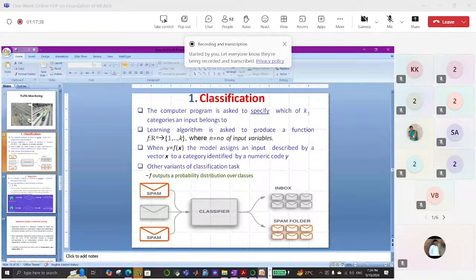So next, I will explain the difference between classification and regression. Classification. As I explained earlier, spam and inbox mails. We give the training data to the system, and based on the training data, the system can predict the output. So it will classify inbox and spam folder. Okay, so two classes here. The computer program is asked to specify which of K categories an input belongs to, so that it can categorize as inbox and spam folder.